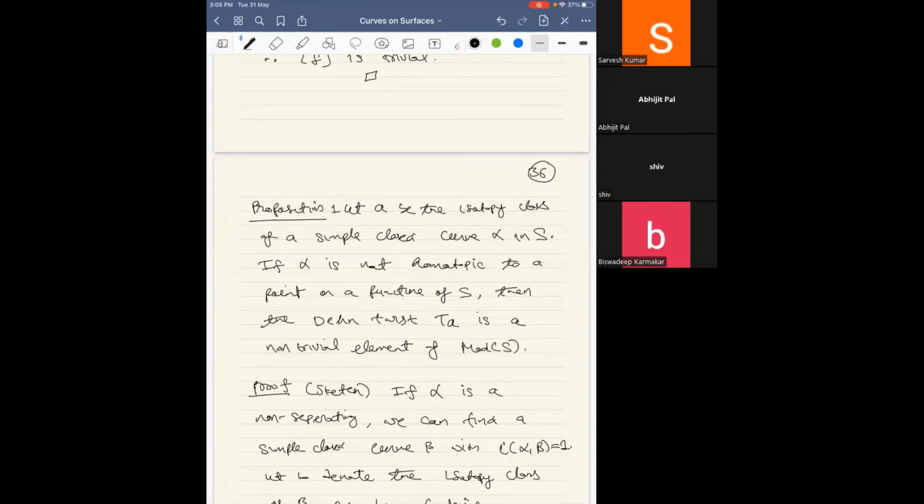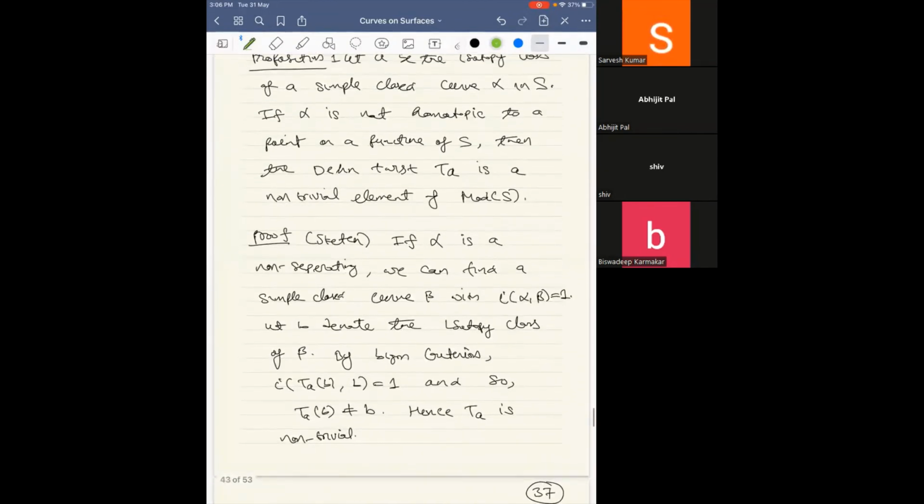Let's say S is a closed oriented surface of genus g. In that setting, is a Dehn twist around some simple closed curve always non-trivial or not? Let A be an isotopy class of a simple closed curve, let's say alpha. If alpha is not homotopic to a point or a puncture, then the Dehn twist around A is a non-trivial element. So how do you prove it?